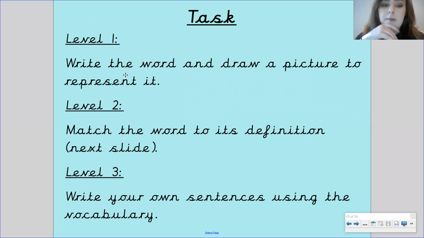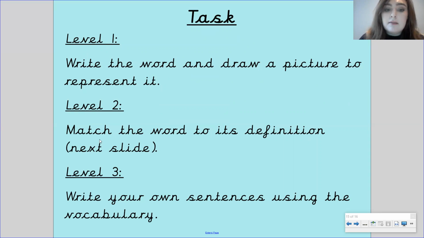Okay, so I've got 3 different tasks here. You can choose the task that you would like to do. Level 1 is to write the word and draw a picture to represent it. So go through the key vocabulary, write down the keyword and draw a picture to represent it.